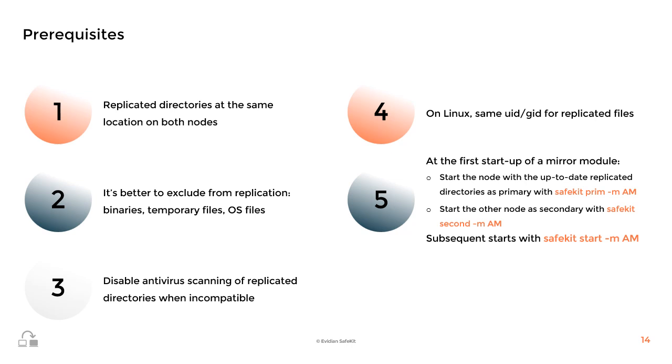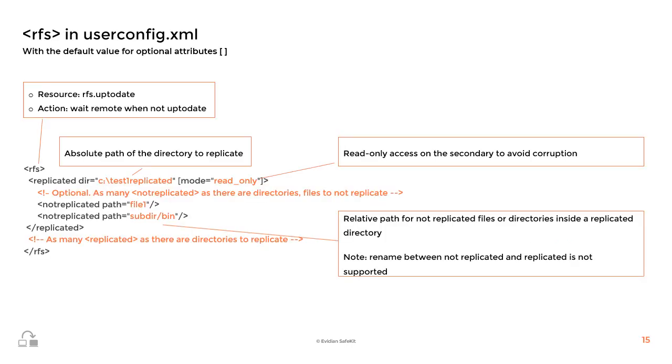Fifthly, at the first startup of a mirror module, follow these steps. Start the node with the up-to-date replicated directories as primary using the safekit prim command. Start the other node as secondary using the safekit second command. For subsequent starts, use the safekit start command. Replication is configured in the RFS tag of userconfig.xml as presented in the slide. There is a resource associated with RFS to check if the local node has the up-to-date replicated data. If not, the action is to put the module in the wait state, waiting for the start of the other node to resynchronize its local data.